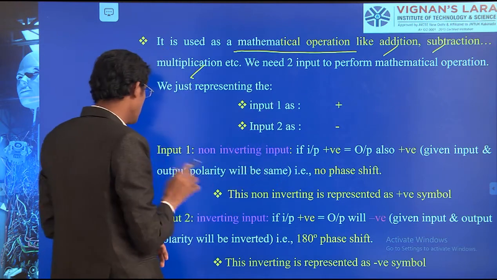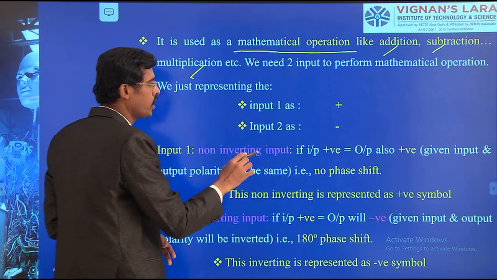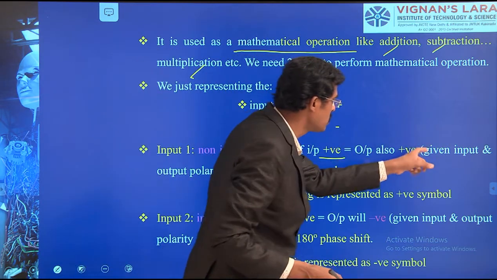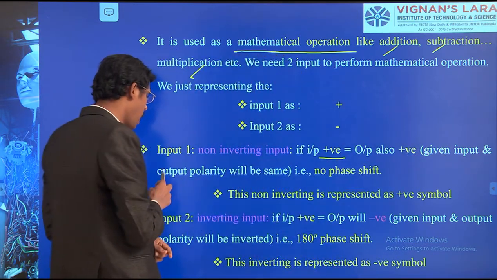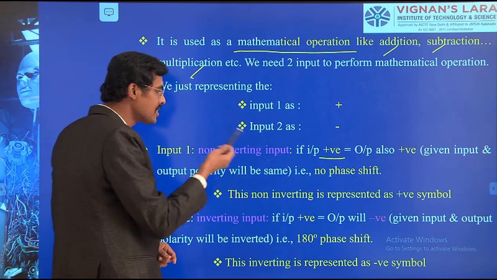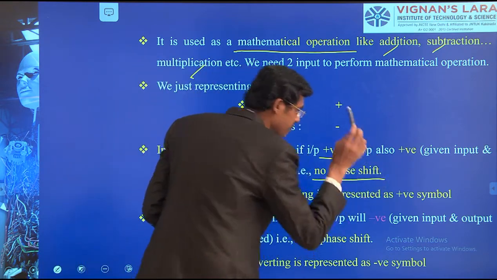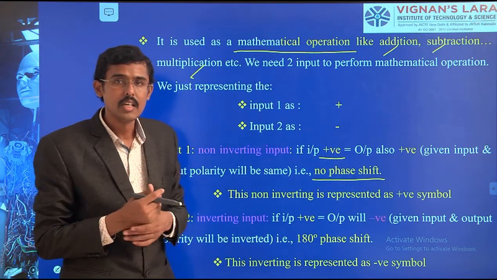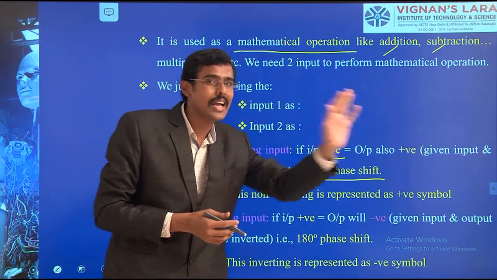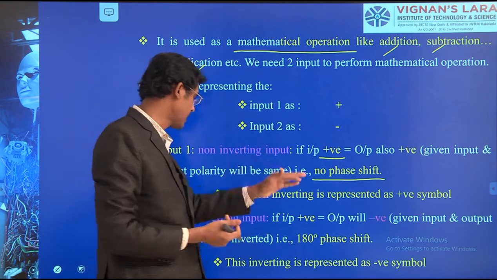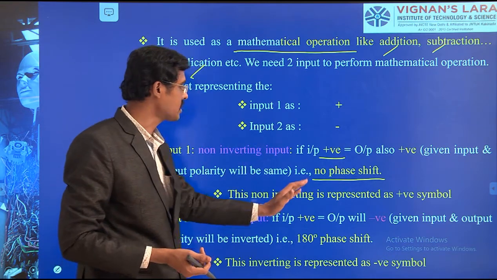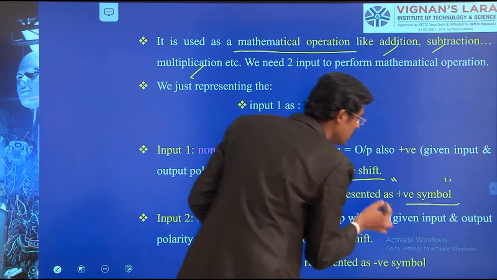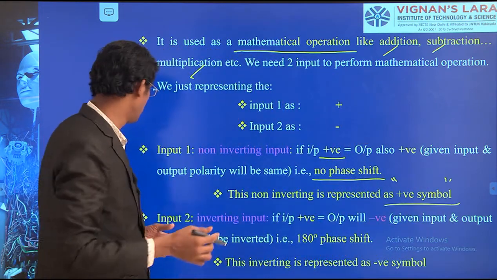It is symbolic. Input 1 is the non-inverting input. If the input is positive, the output is also positive. Given input, the output polarity will be the same. No phase change occurs here. Whatever comes in, it gives as it is. This non-inverting input is represented as a positive symbol.